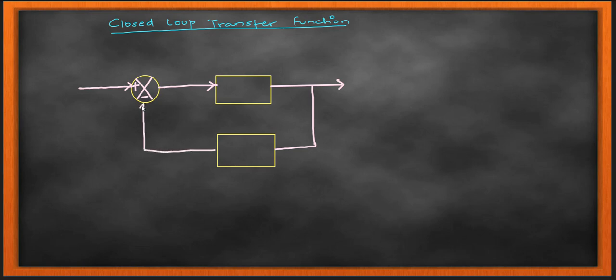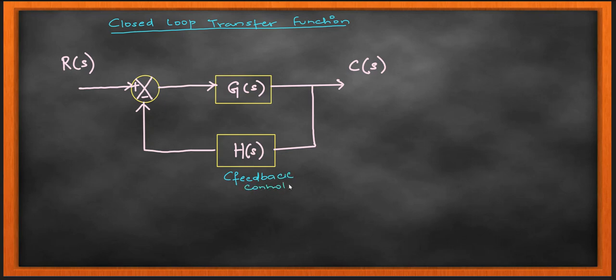So let me take a closed loop transfer function. When I say it is a closed loop transfer function, I'm talking about a system G of S, a feedback control H of S, the output response C of S, and the input response R of S. So now what is our closed loop transfer function for this? This is the control system. So this is your system.